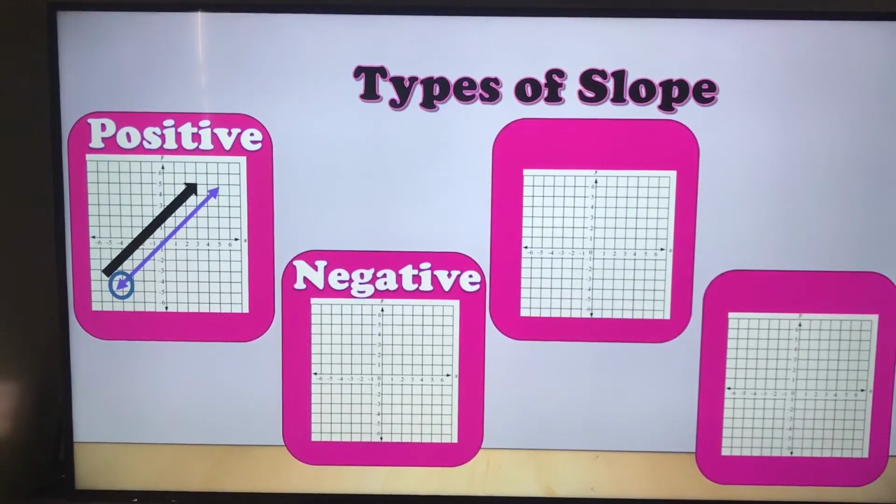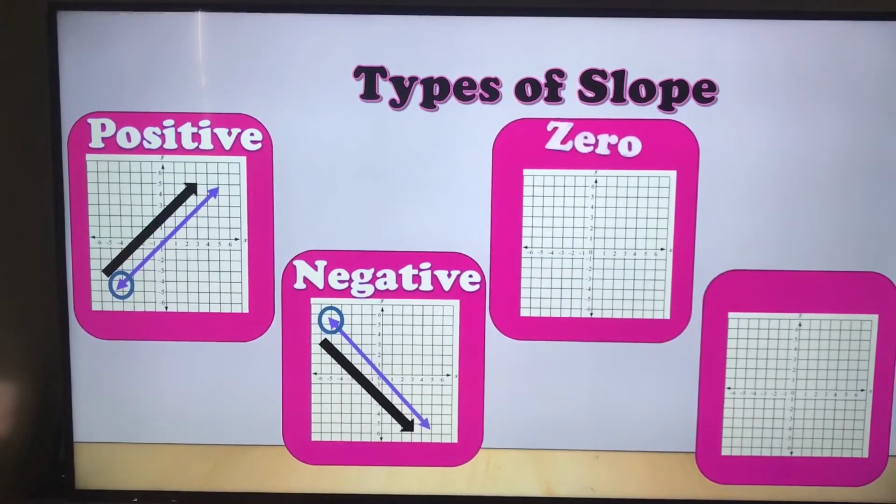Well, your other type is negative. When you have a negative slope, some people get confused. They go, well, the arrows are going both ways. How do I know if it's uphill or downhill? Again, start on the left-hand side of the graph. You draw a line to the right-hand side, it's going down. That is a downhill climb. So it's a negative slope.